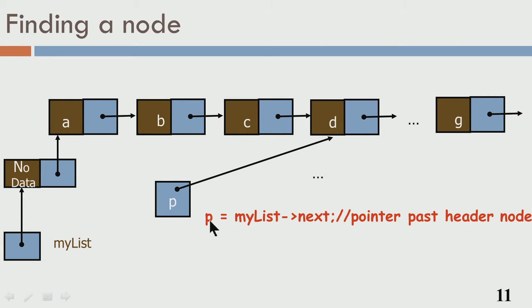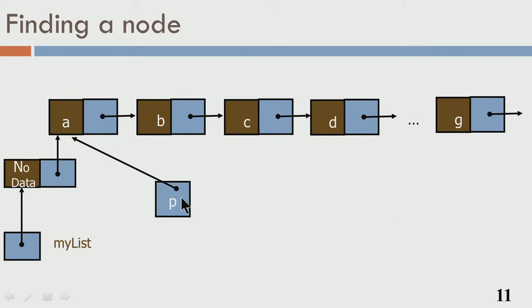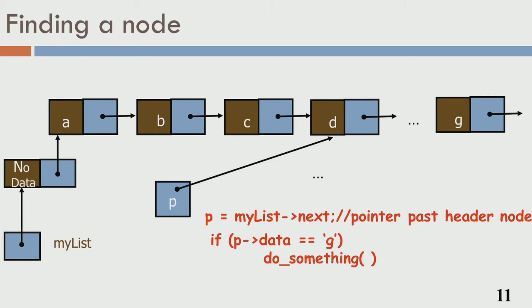So, you start with P equals mylist dot next or mylist arrow next. What this will do is start with P past the first pointer like this. Mylist arrow next is this field, and that's pointing here, so P will also start pointing there. So it starts from there, and the very first data itself could be G, and if it is G I want to do something about it. If not, I have to go and chase the pointer, I have to move from the first node to the second node and so on.